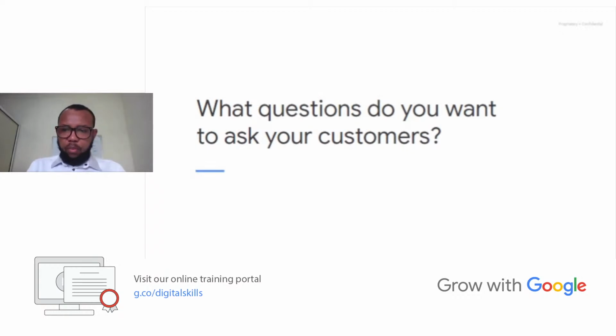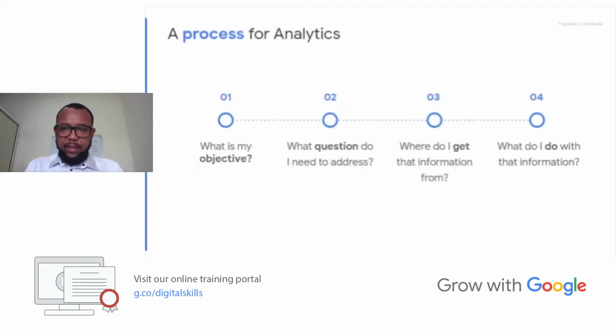So, let's move ahead. To help us ask the right questions, there are some processes we need to put in place. We can break these processes down into 4 steps. One, identify your objective. What is my objective? So number one, we need to identify our objective.